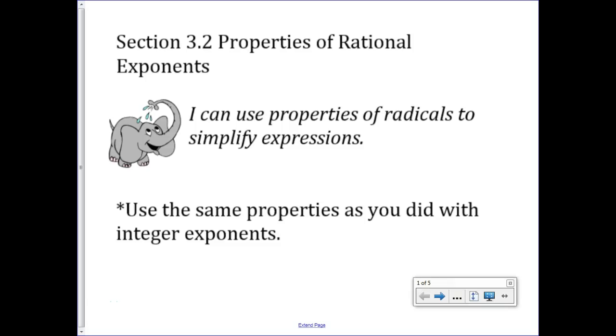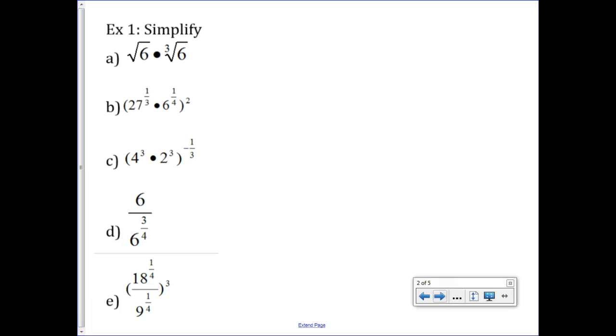Hey guys, today we are looking at using our properties of radicals to simplify expressions. There's a note here that says use the same properties as you did with integer exponents. Those same properties: when you multiply, you add the exponents. When you divide, you subtract the exponents. When you use power to a power, you multiply the exponents. But in this case, we're dealing with some roots here.